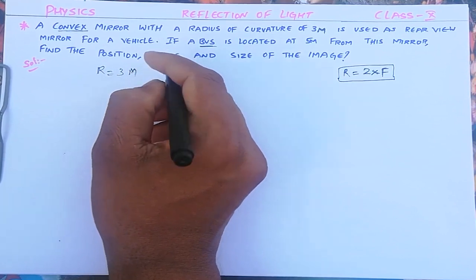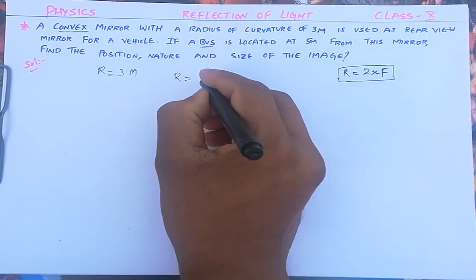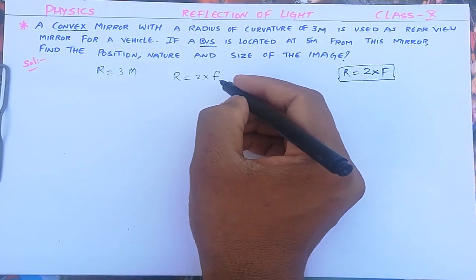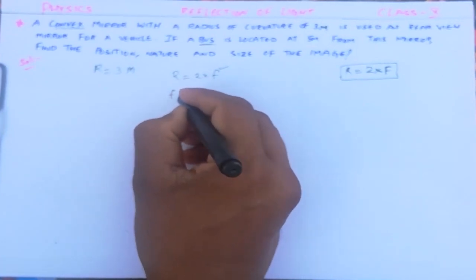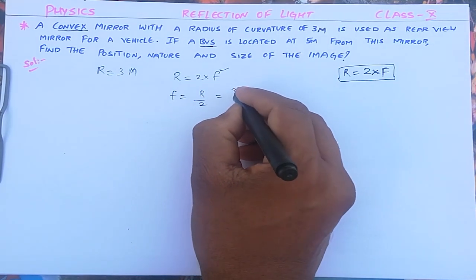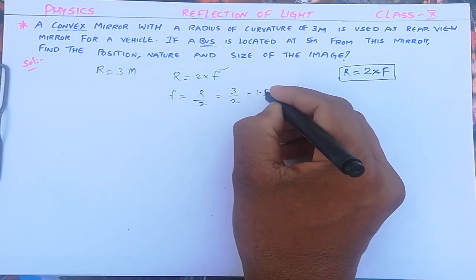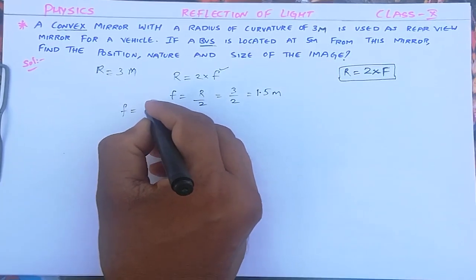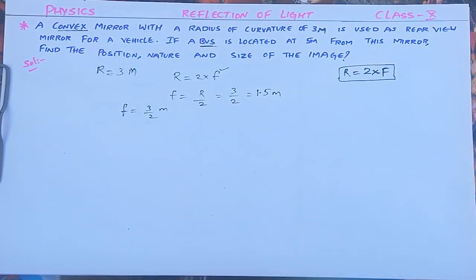So 3 meters is the radius of curvature. We have the radius of curvature formula, R equal to 2 into F. But why do we need this relationship? To find F, that is the focal length. So F equal to what will it become? R by 2. R is 3, so 3 by 2. You may take it in decimals as 1.5 meters, or else take F equal to 3 by 2 for easy calculations.